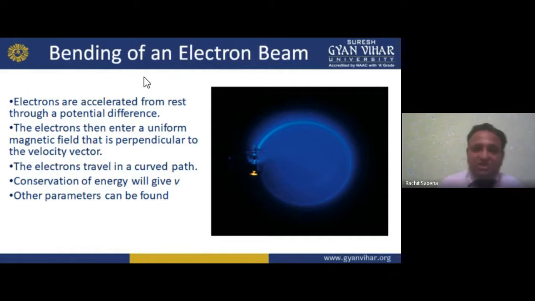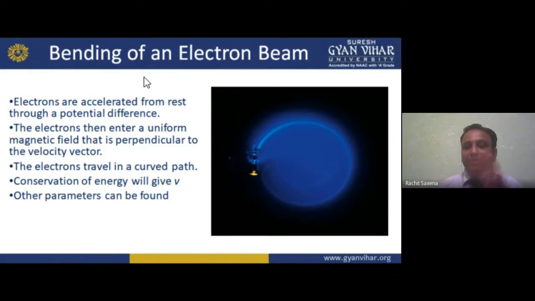So what is the potential difference? The first line tells you that electrons are accelerated from rest through a potential difference. Now they are at rest. If I apply a voltage, if I have the potential difference, what will happen? The force exerted on the electrons moves them from one place to another. Now the electrons enter a uniform magnetic field that is perpendicular to the velocity vector. We can say the electron enters a uniform magnetic field.